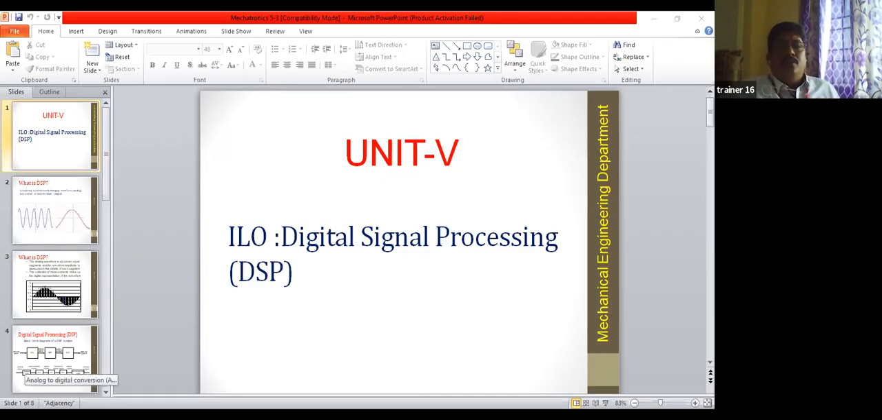Then we discussed analog to digital conversion, that is the analog signal, and sampling and hold circuit. The analog signal should be in this form, whereas the digital signal should be in this form. Already we discussed it in the last class. And next, we also discussed digital to analog conversion. And today we are going to discuss digital signal processing.